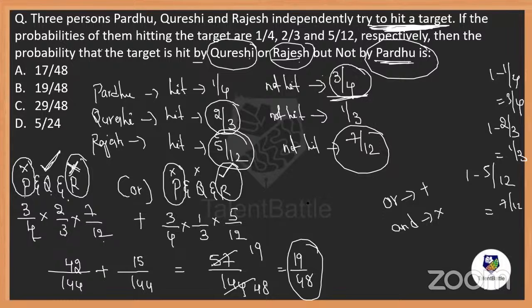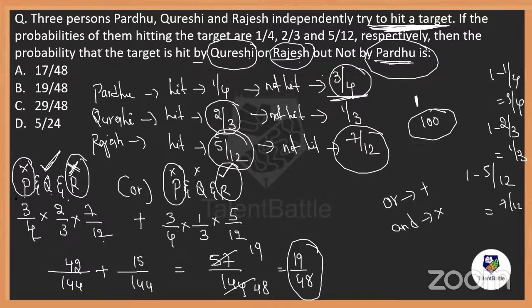So all you need to do, they gave you hitting the target. First identify will not hit the target. If it is a fraction, always subtract it from 1. If it is a percentage, always subtract it from 100. From 100 you should subtract. If it is a fraction, from 1 you are supposed to subtract.